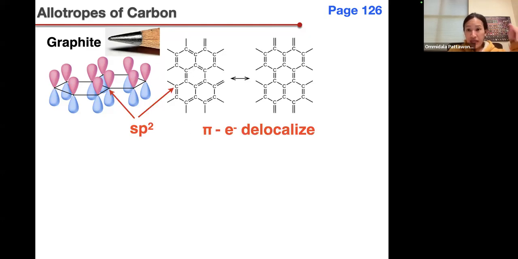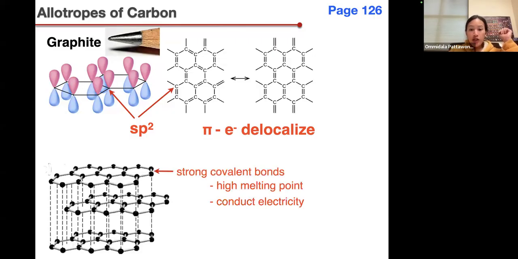Okay, so that means, remember like the resonance hybrid, that means the electrons will delocalize. So that means all of these pi bonds will not be static in one location, but are just going to move around. So this movement of electrons, or this electron delocalization, allows the graphite to be able to conduct electricity. Okay, so that's why graphite can conduct electricity.